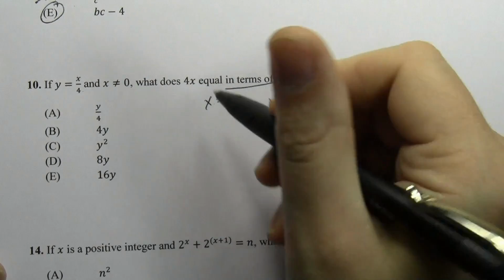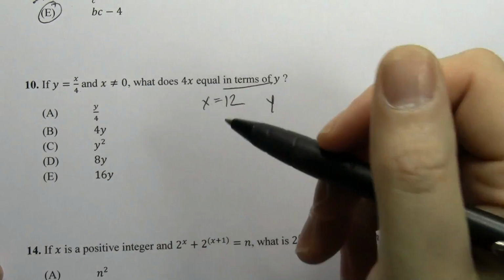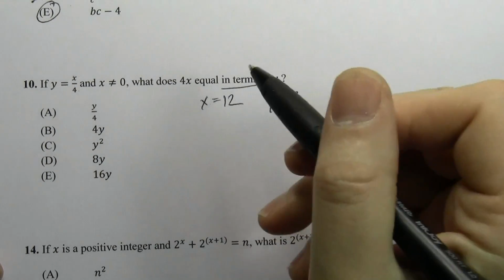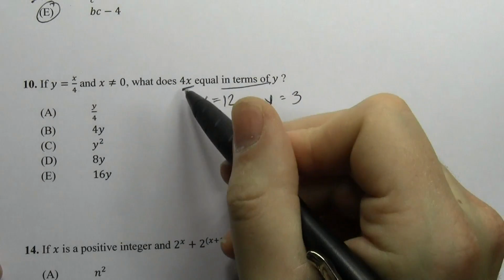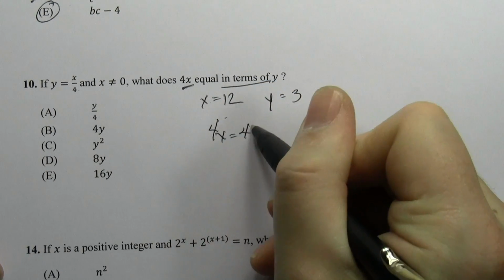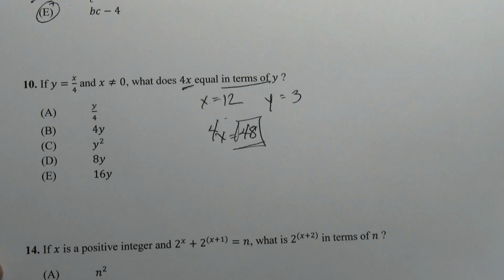So let's say x equals 12, right? If y equals 12 over 4, then y equals 3. That's pretty straightforward, right? But the question's not asking for y, it's asking for 4x. So we have to look back at x and say, okay, 4x equals 48, and that's my target number, right? That's the number I'm looking for.